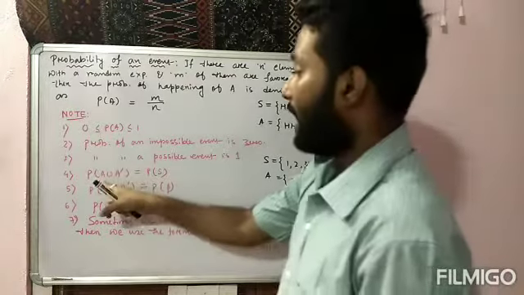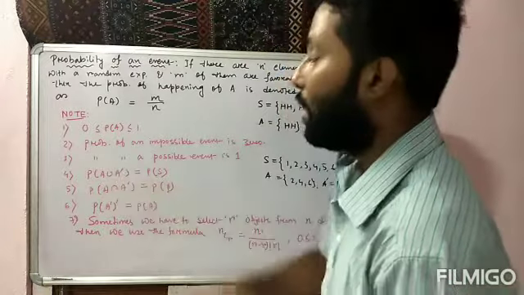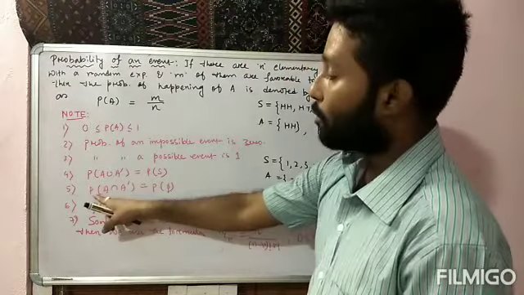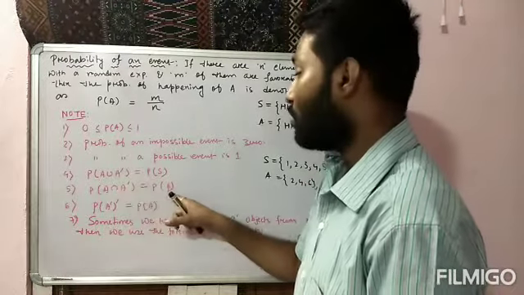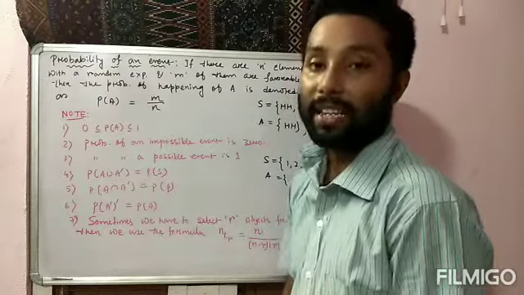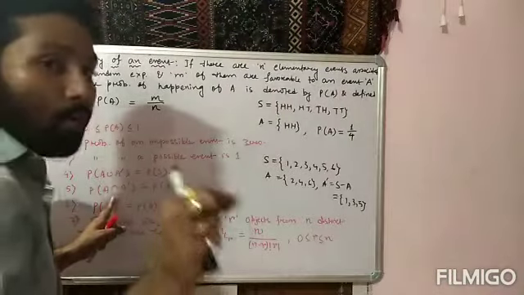Okay? So A union A complement, probability of A union A complement is equal to P of S. But probability of A intersection A complement is equal to probability of phi. Why? Because intersection means all the common elements.